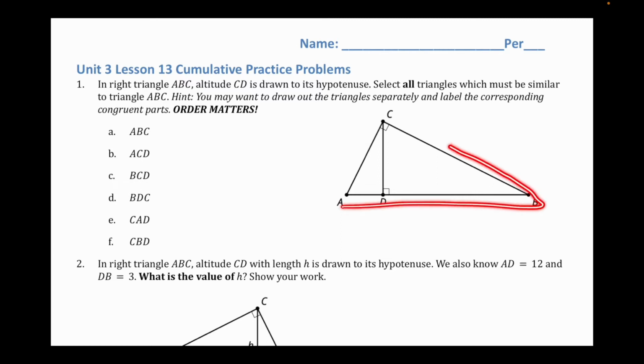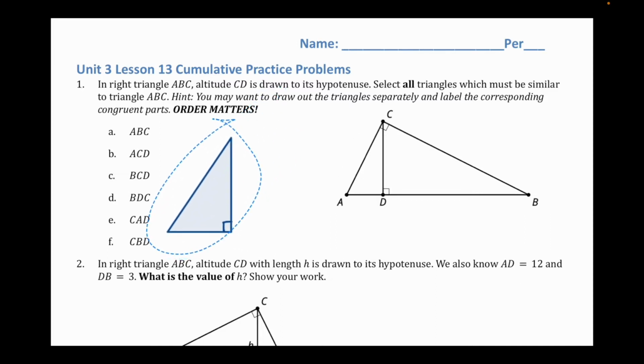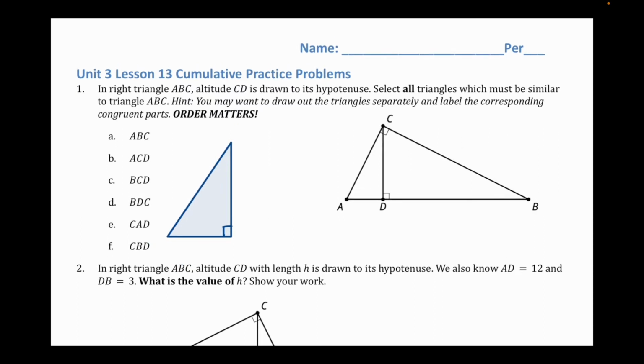ABC being this direction, so we need to make sure that order matters. Their hint is that you may want to draw out the triangles separately and label the corresponding congruent parts. So we can do that. I will draw a little sketch here of my biggest triangle, and I'm going to use that for my right triangle. This one is going to be ABC, but I have to make sure that I have things lining up correctly.